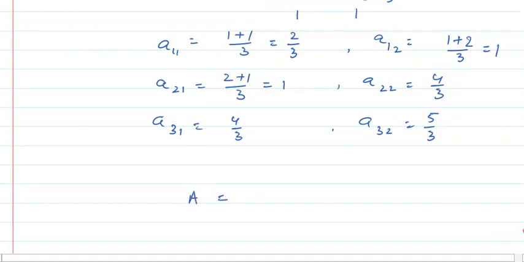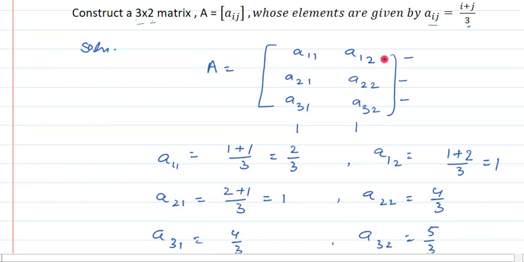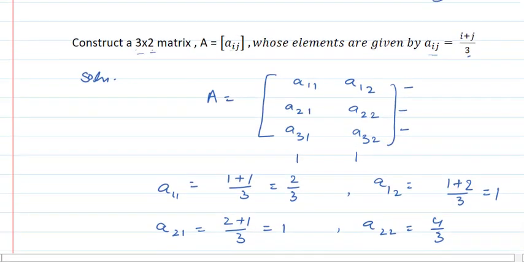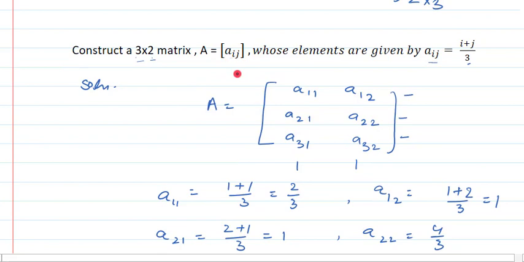Now after calculating the elements, we can write the matrix A, just by placing the values over here, as 2 by 3, 1, 1, 4 by 3, 4 by 3, 5 upon 3. So this is the required matrix A, which is given like A is equal to aij and the elements are defined as this, and the order was 3 by 2.